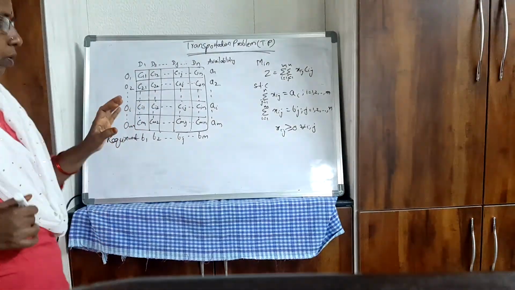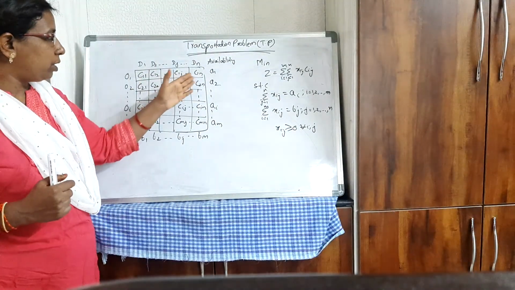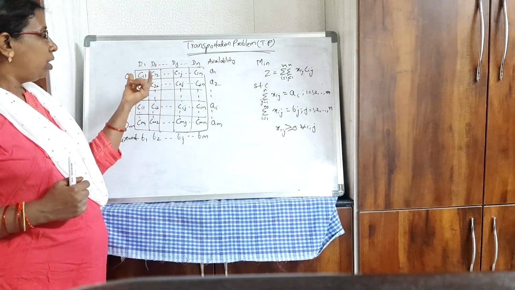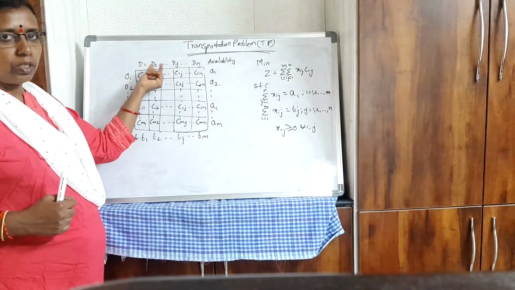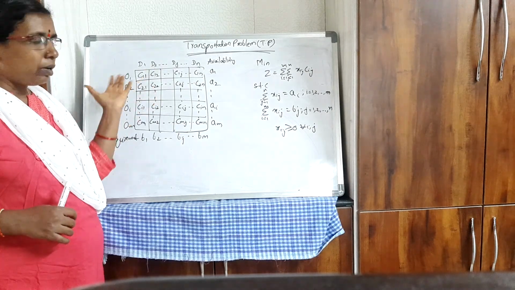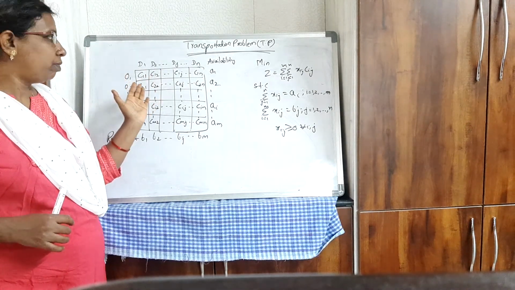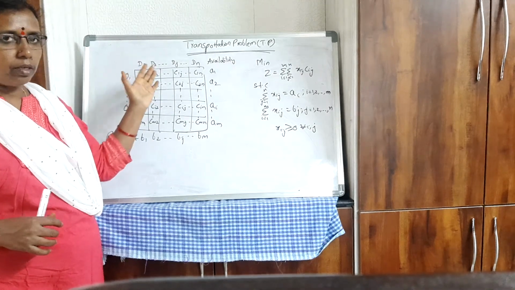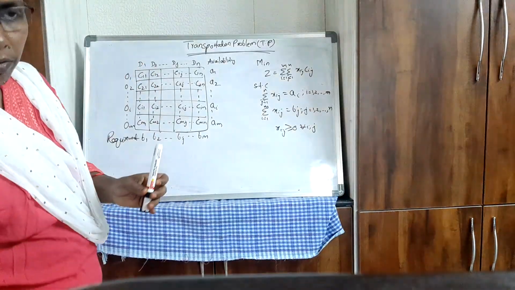I told you, in this we have to allocate the units for each destination from each origin. Now for allocating those products from one origin to another destination, you have different methods.